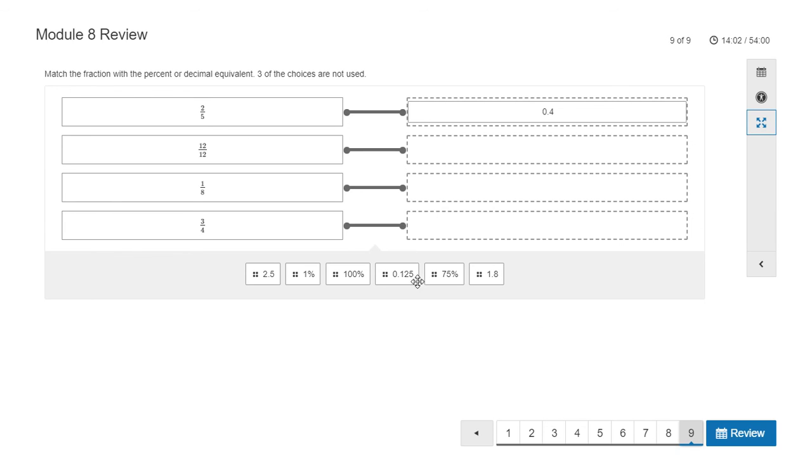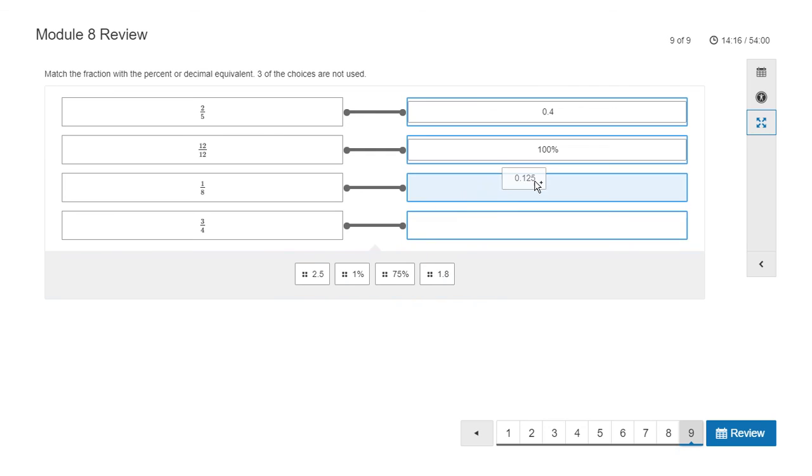12 over 12 equals 1 whole, which is 100%. 1/8 is half of a fourth. If a fourth is 25%, half is 12.5%, but I don't see 12.5%. If I get rid of that percent, move the decimal twice, it's 0.125. 3/4 is like quarters, 75%.